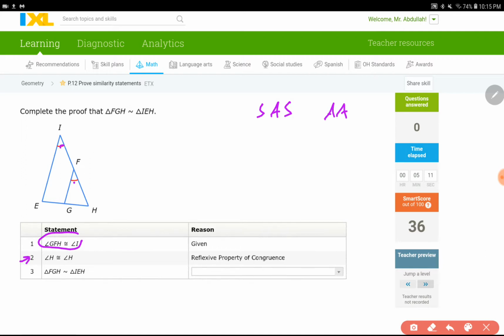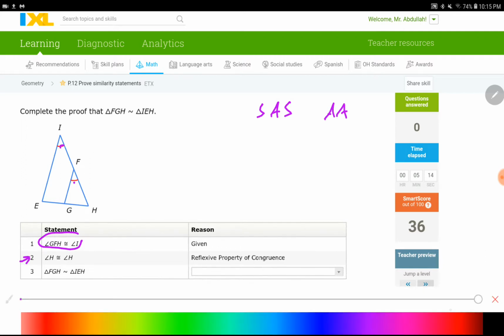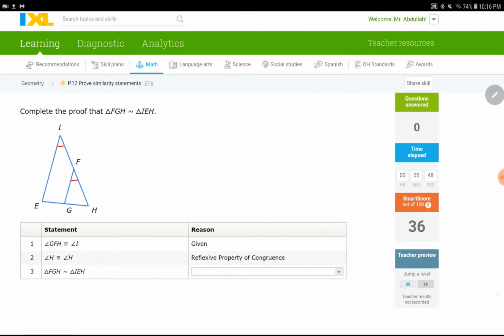Step 2 gives me another angle pair, which is angle H equals itself. Angle H belongs to the small triangle, and it also belongs to the big triangle. So it belongs to this one right here, and to that one over here, angle H. So in these two triangles, we have two pairs of angles that are equal. One is given in step 1, the second one is given in step 2. So my answer for this one would be angle-angle, similarity statement. Moving on to the next level.